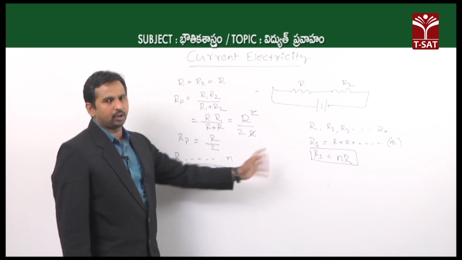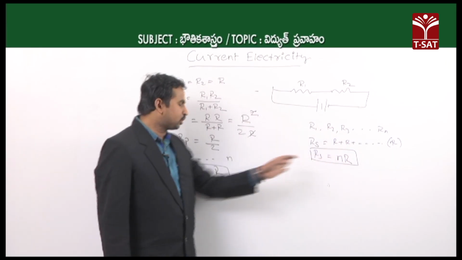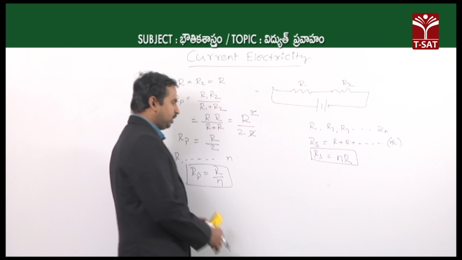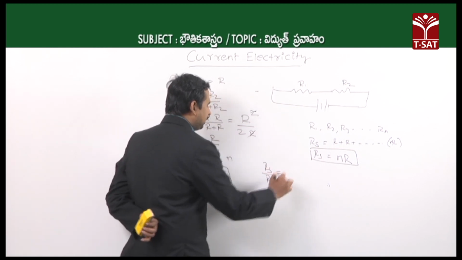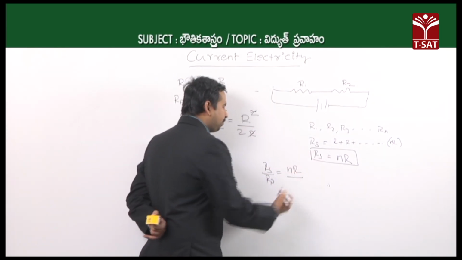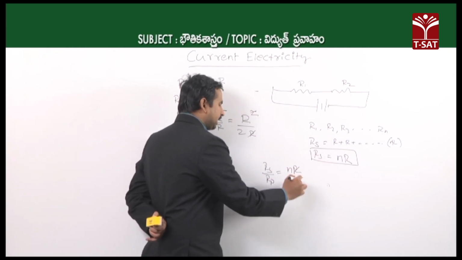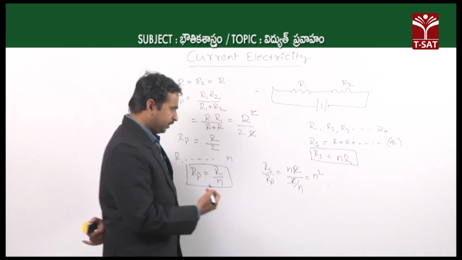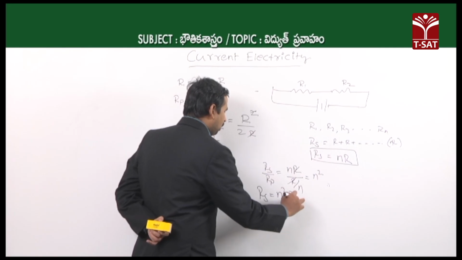Suppose we take these resistances connected in series and in parallel and want the ratio between them, Rs by Rp. As the Rs value is n into R and the Rp value is R by n, R cancels and finally we get n squared, which means Rs is equal to n squared times Rp.